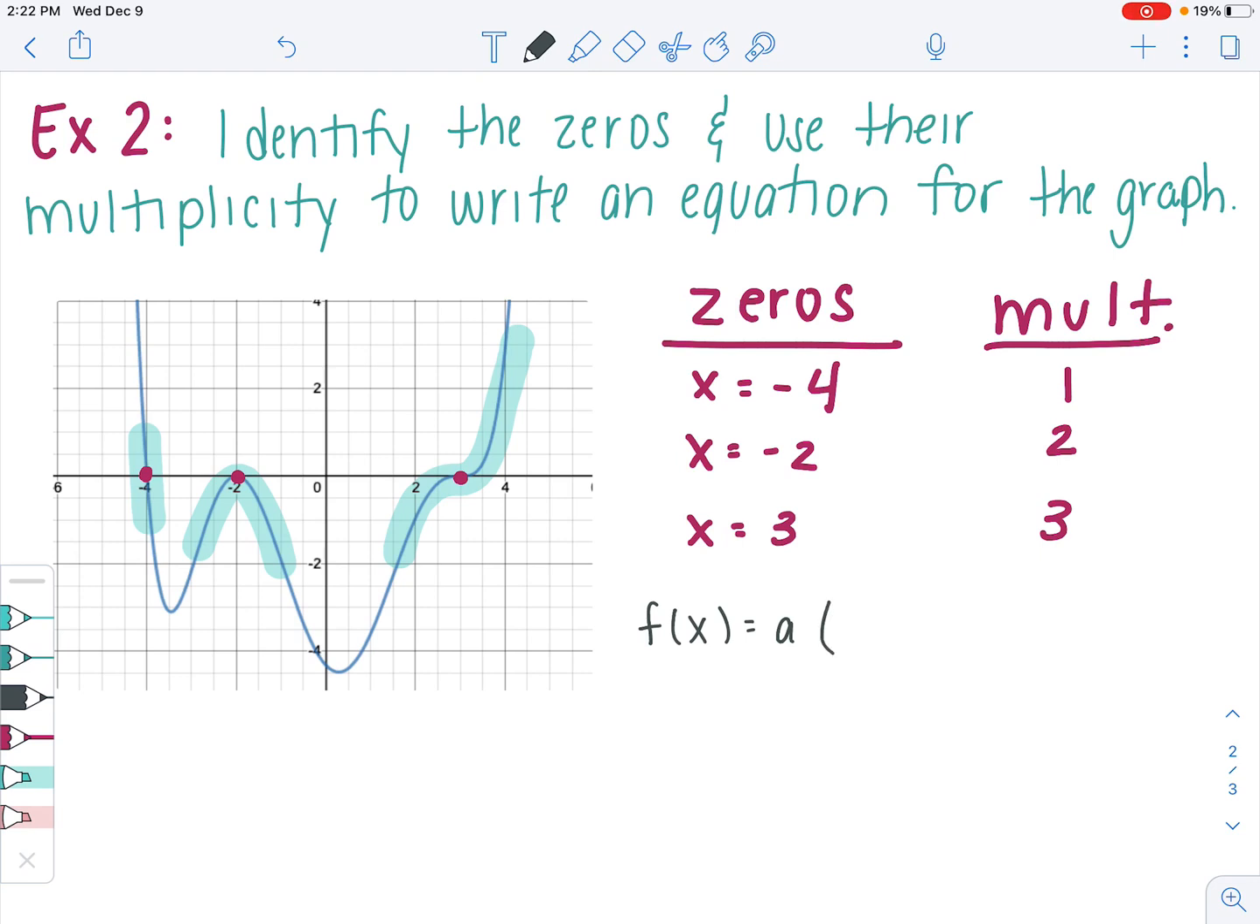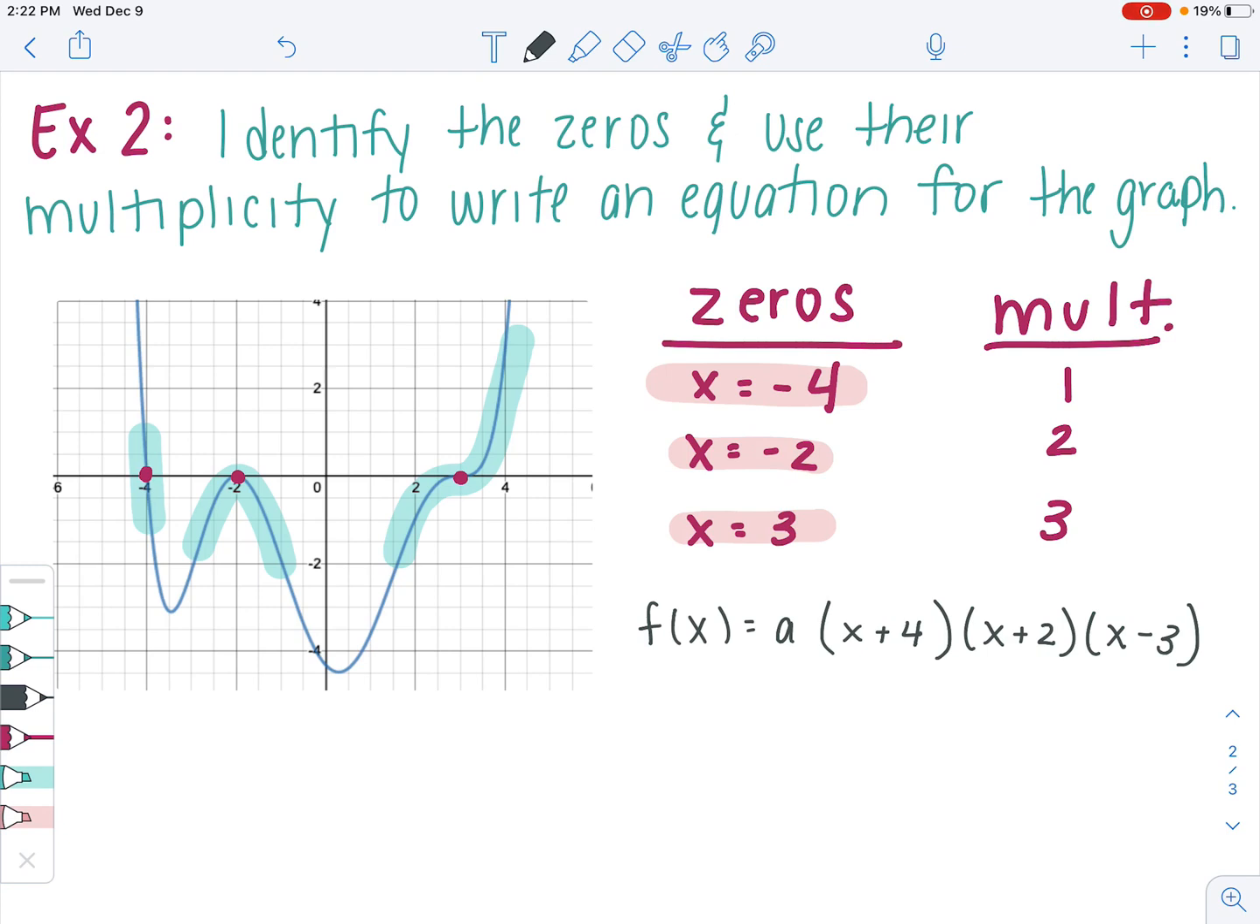But then I know that if I got a solution of x equals -4, that means I had a factor of x plus 4, because if I set x plus 4 equal to 0 and solve it, that'll give me x equals -4. X equals -2 tells me I'm going to have a factor of x plus 2, and x equals 3 tells me I'm going to have a factor of x minus 3.